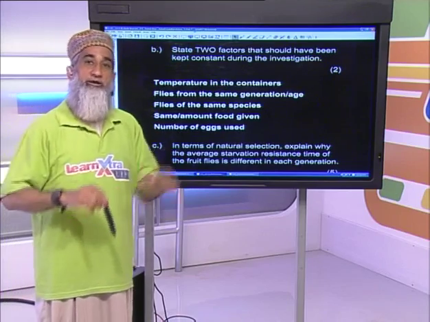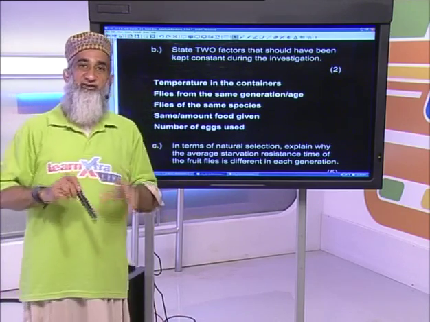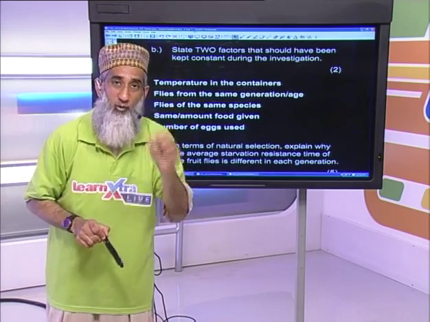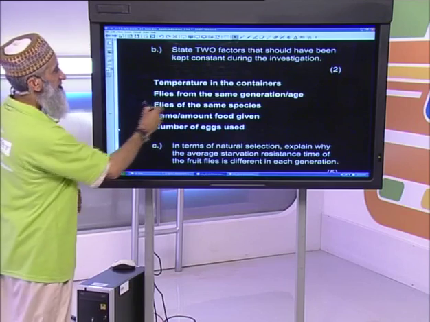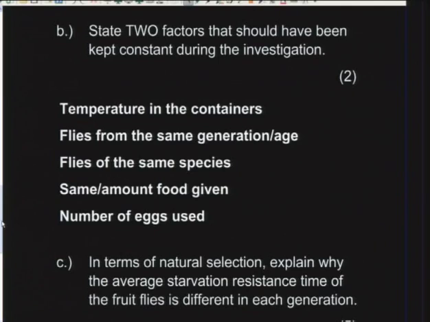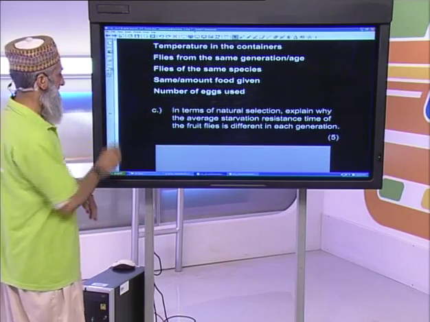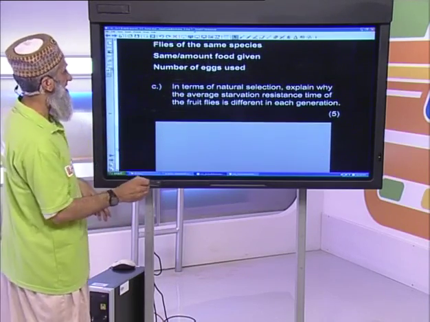So when we talk of constant variables, it refers to all other variables that can affect the experiment apart from the one you're testing for. So flies from the same generation or age must be used all the time. Flies of the same species we've got to use. In this case we're not giving food, so all are the same, or the type of food and the amount of food must be the same. And the number of eggs used every time that we are changing from one generation to the next. So those are some of the things that we need to keep constant.